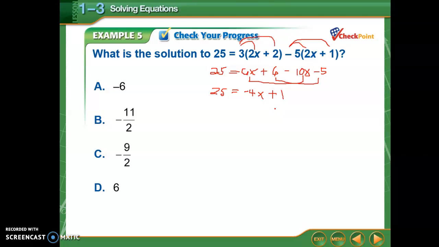Alright, so 2 more steps. Subtract 1 both sides. So that will give me 24 equals negative 4x. And then divide negative 4 both sides. So our final answer is going to be x equals negative 6. Alright.